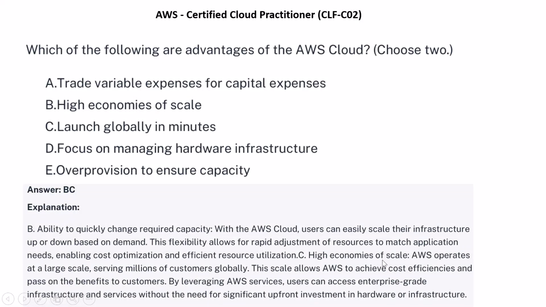Option C, high economies of scale. AWS operates at large scale, serving millions of customers globally. This scale allows AWS to achieve cost efficiencies and pass on the benefits to customers. By leveraging AWS services, users can access enterprise-grade infrastructure and services without the need for significant upfront investment in hardware or infrastructure. Next question.